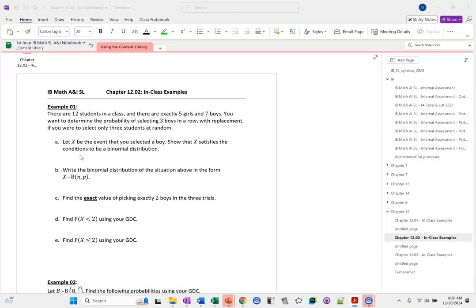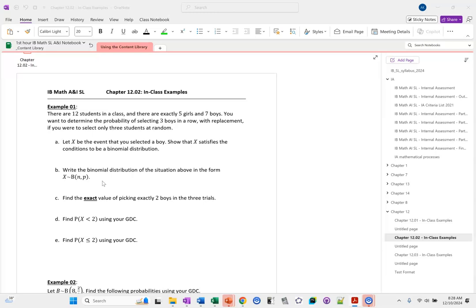The probability of success is fixed. What is it going to be? Seven out of 12, right? Because there are 7 boys in the class of 12 students. And we have independence because of the replacement. So those are the 4 things that you need to have: a fixed number of trials, success or failure, you need to know the probability of success, that needs to be fixed, and then the independence.